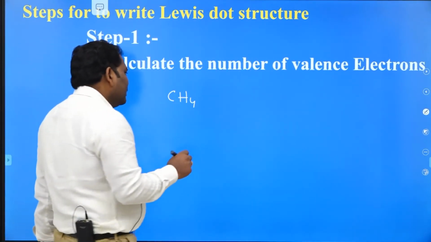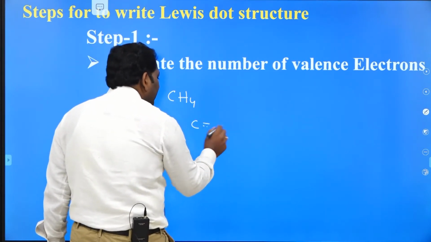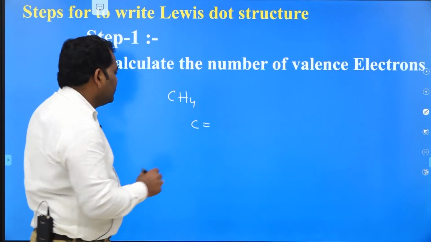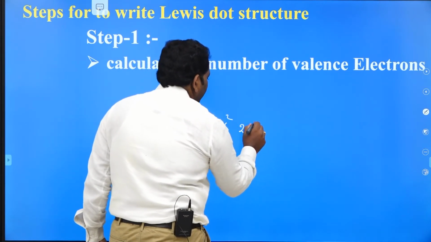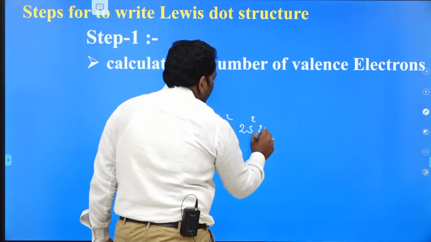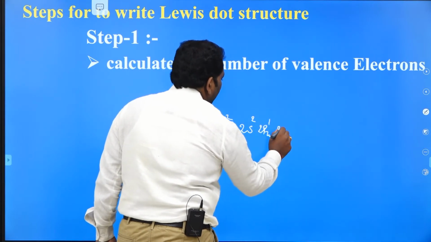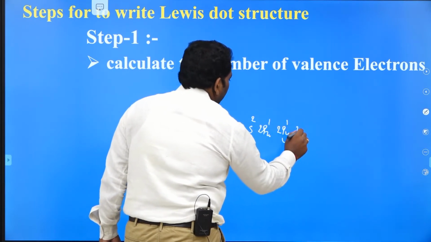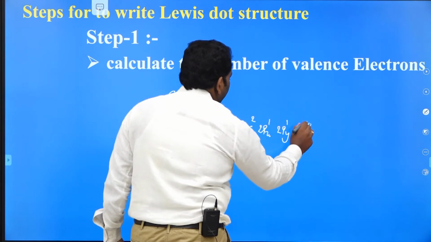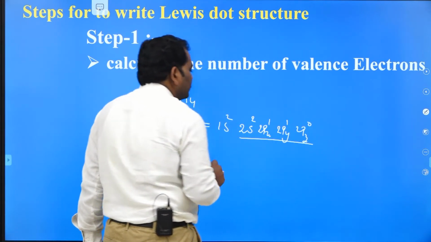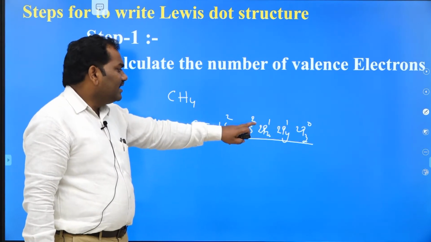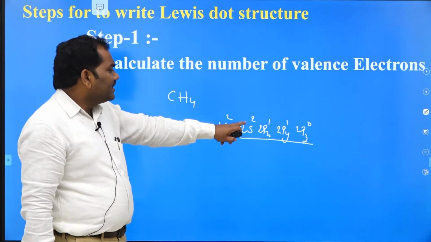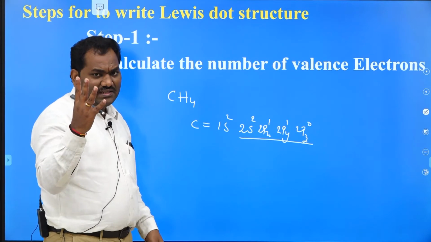The electronic configuration of carbon is 1s2, 2s2, 2px1, 2py1, 2pz0. This is considered the outermost orbit. The electrons present in this outermost shell are considered valence electrons. Totally, it contains 4 valence electrons.